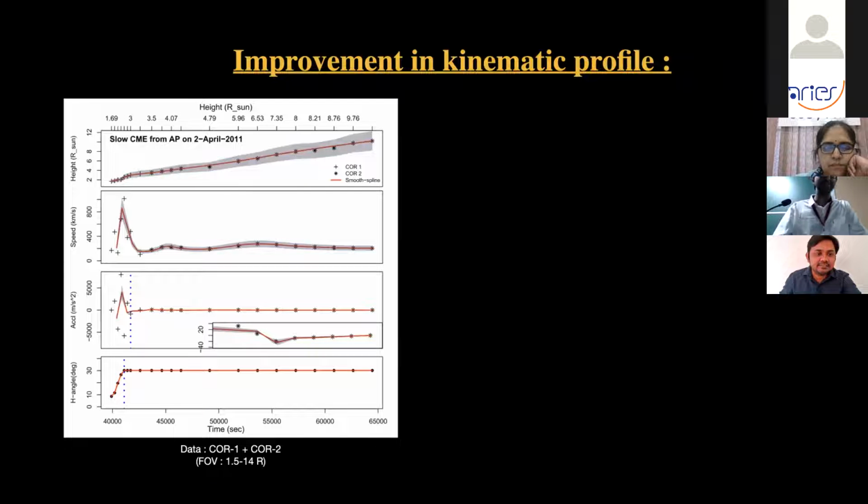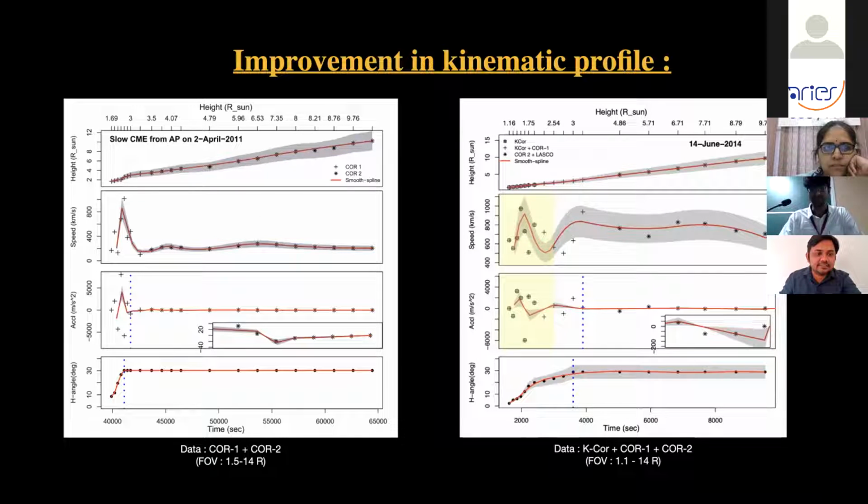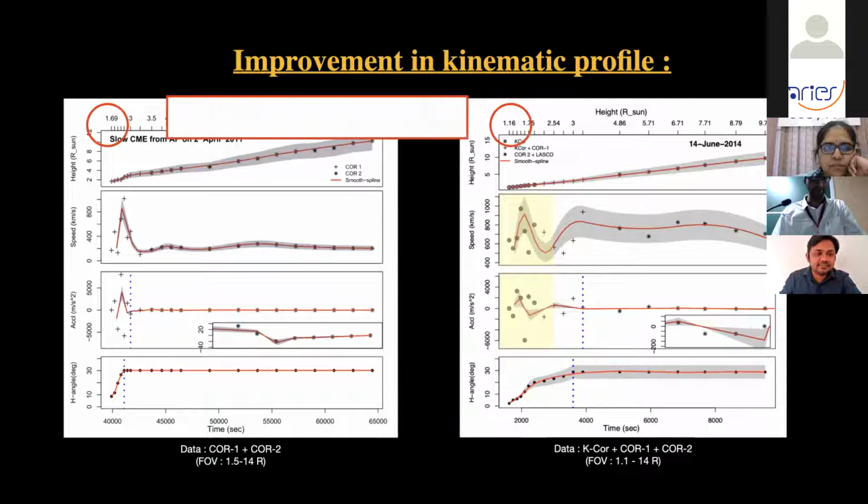On the left-hand side, you see a generic CME kinematic profile: your height-time, speed, acceleration, and width plots. But this plot was generated from data taken by combining COR1 and COR2 observations. And now we have a similar plot, which we derive by including observations of K-core as well. I would like to draw your attention again to the top panel, where you see that the improvement is evident in the first height of measurement. So we have come down from a height of 1.7 solar radii to a height as low as 1.1 or 1.2 solar radii.